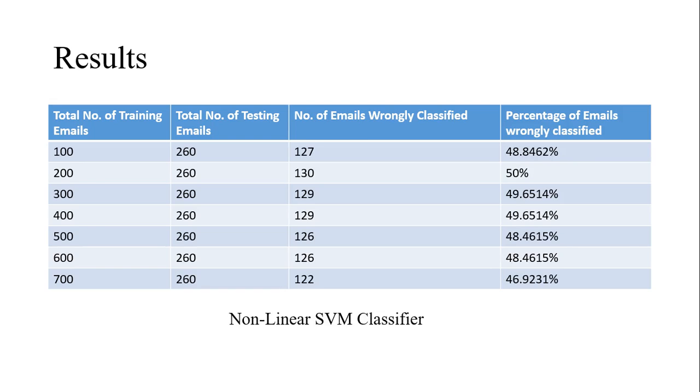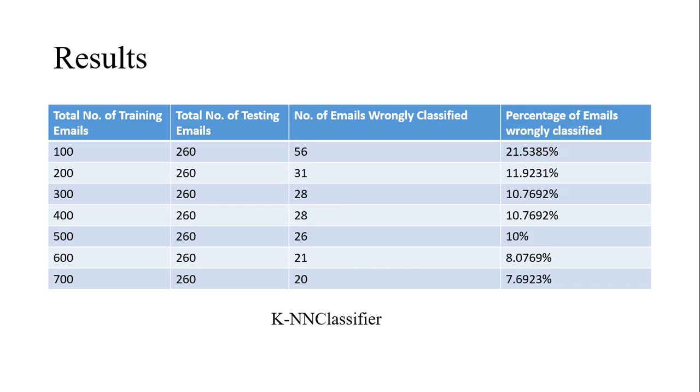Let us look at how the nonlinear SVM classifier behaves. As you can see clearly from the results, the nonlinear SVM classifier is not an effective way to do text-based classification. It performs very poorly and gives you almost a 50% error rate, which is highly unsatisfactory for creating a spam filter. The last classifier used is the KNN classifier.